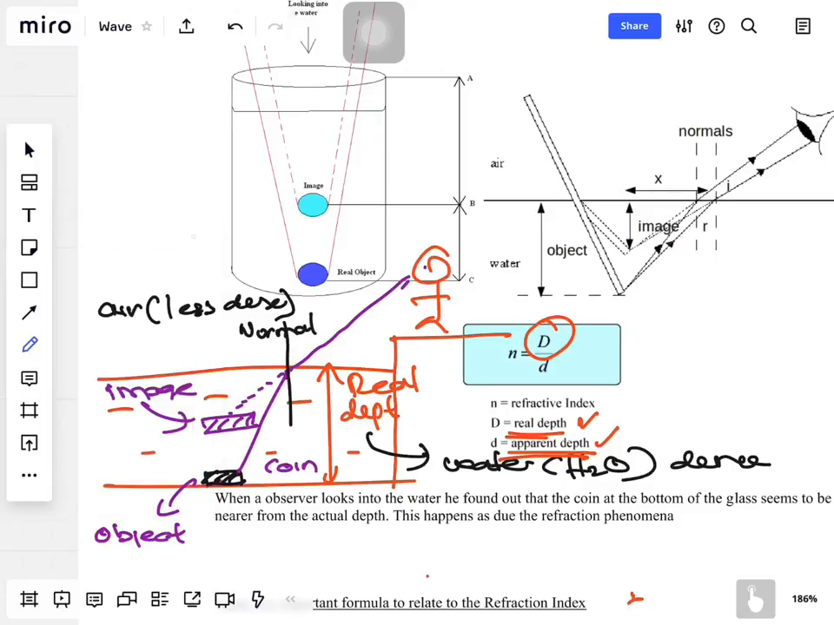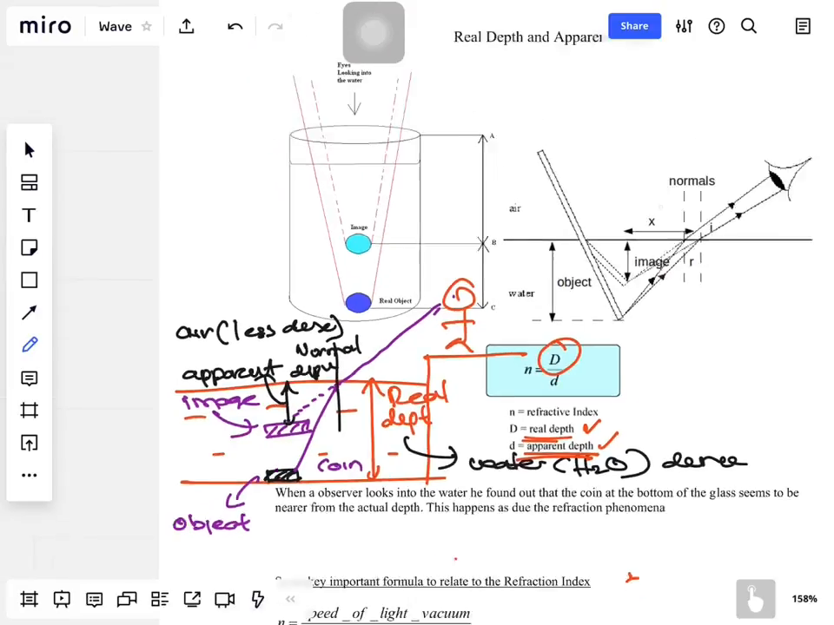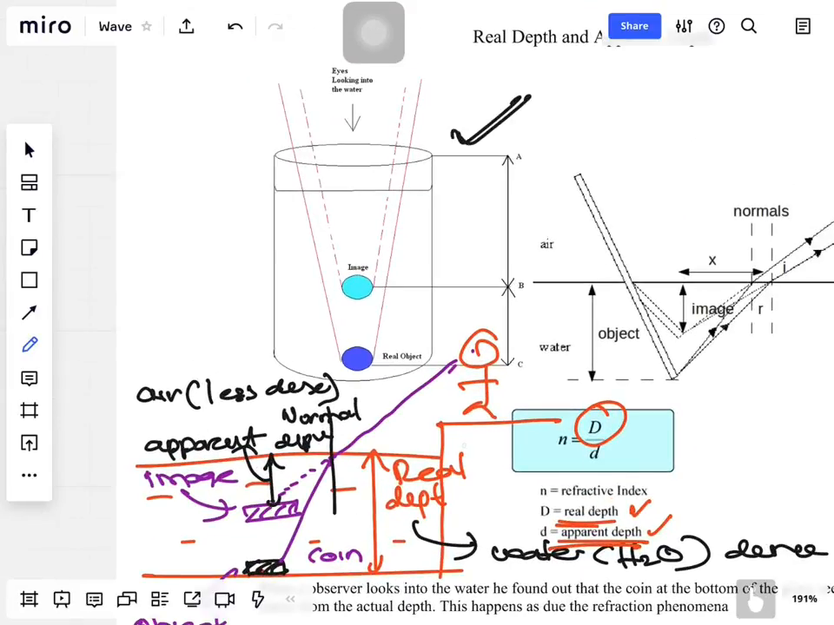So this is the apparent depth, right? If you take the real depth divided by the apparent depth, that actually tells us about the refractive index as well. Very, very simple. In the illustration over here, the eye is looking into the water, and this observer tends to think that the image is here, right? The distance from A to B is called the apparent depth.